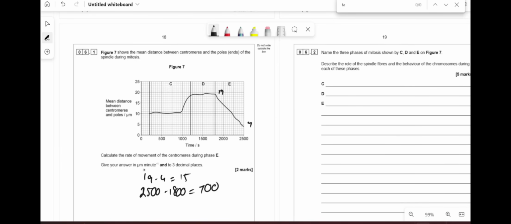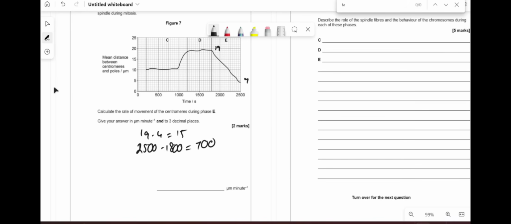So they want it in micrometers per minute, and we've got this in seconds. So we need to convert that to minutes. So 700 divided by 60 is 11.66666 recurring. So you would do 15 divided by that answer, and that should tell you what it is. So 15 divided by that gives you 1.2857, which is 1.286.